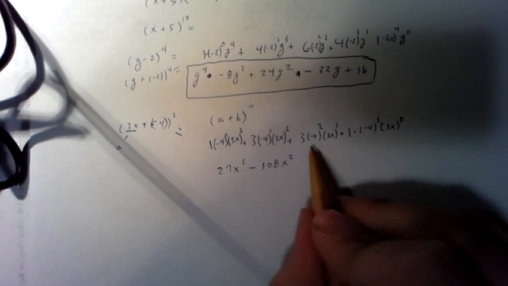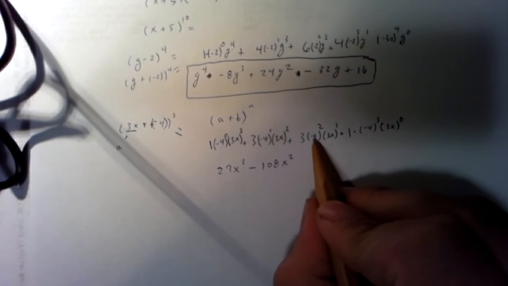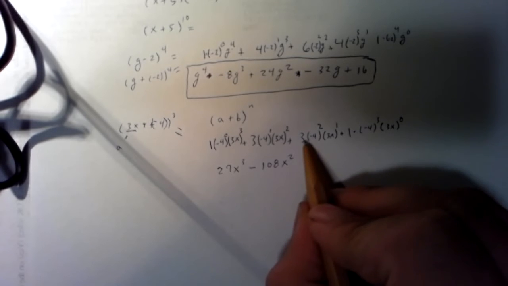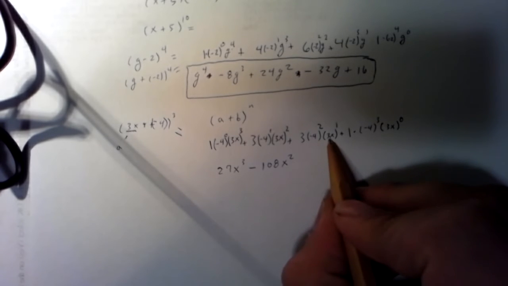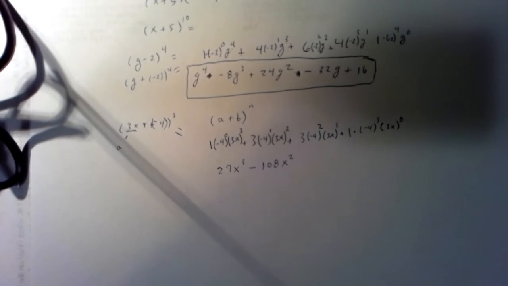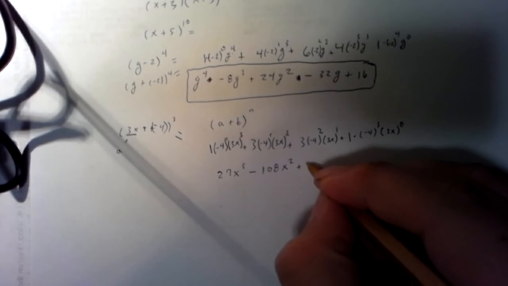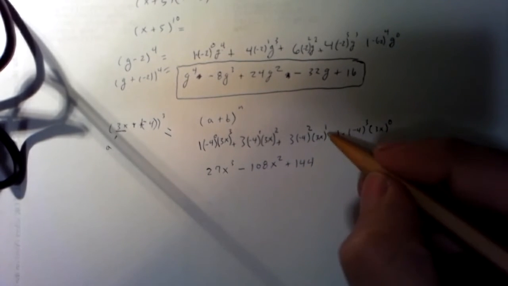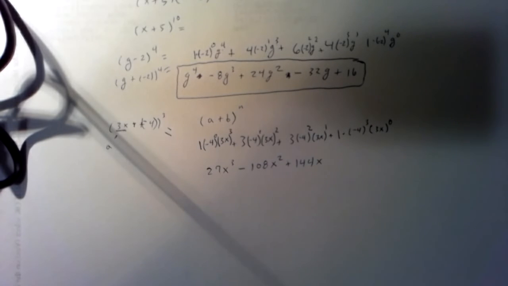So then for the next one, we have negative 4 squared, which is 16. And 16 times 3 is 48. And then this is times 3x to the power of 1, right? So 3 to the power of 1 is 3. And we have 48 times 3, which is going to be 144. So this is plus 144x to the power of 1. You don't have to write x to the power of 1, so I'm just leaving it like that.